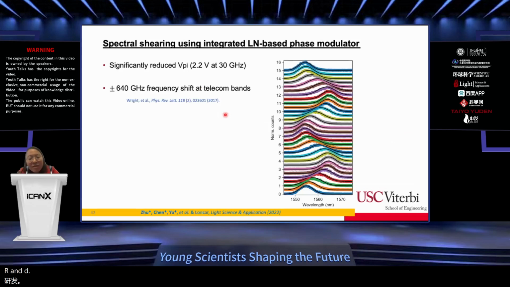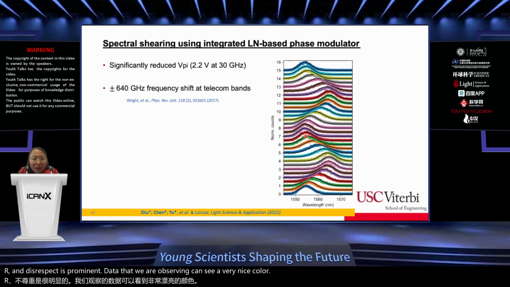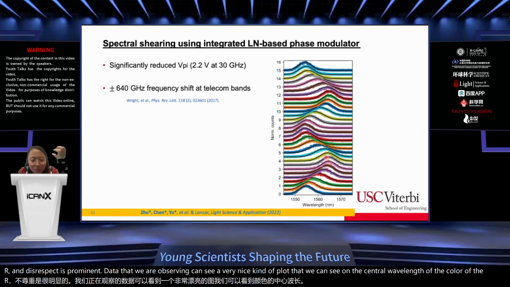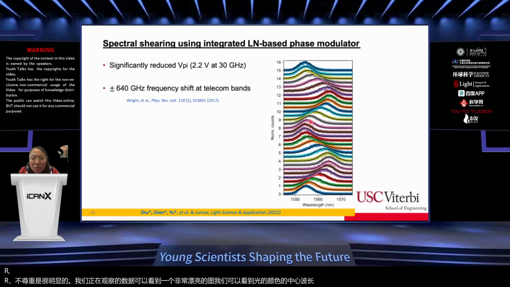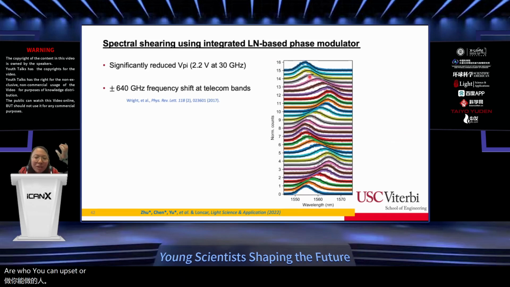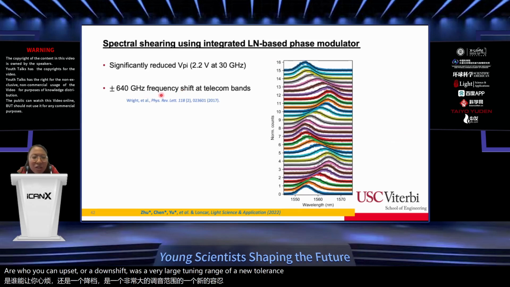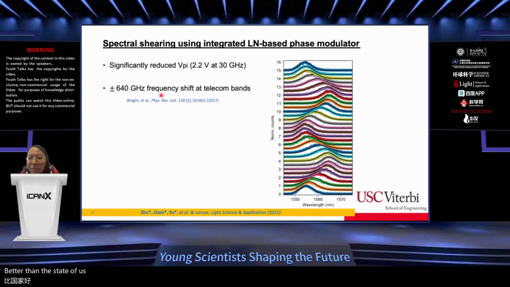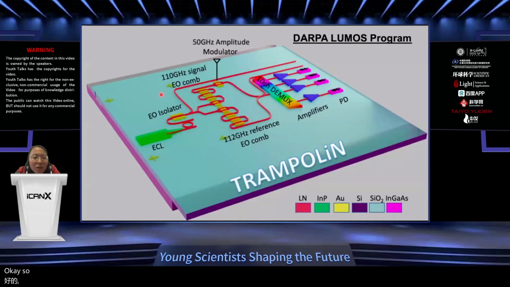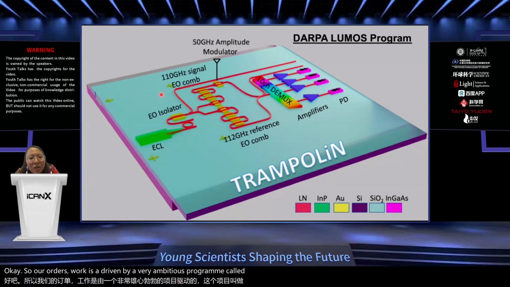And this is the experimental data that we observed. You can see a very nice plot where we can tune the center wavelength, the color of the light, upshifting or downshifting with a very large tuning range of near terahertz. So this is an order of magnitude better than the state of the art. Okay, so all this work is driven by a very ambitious program called DARPA LUMOS in the United States.